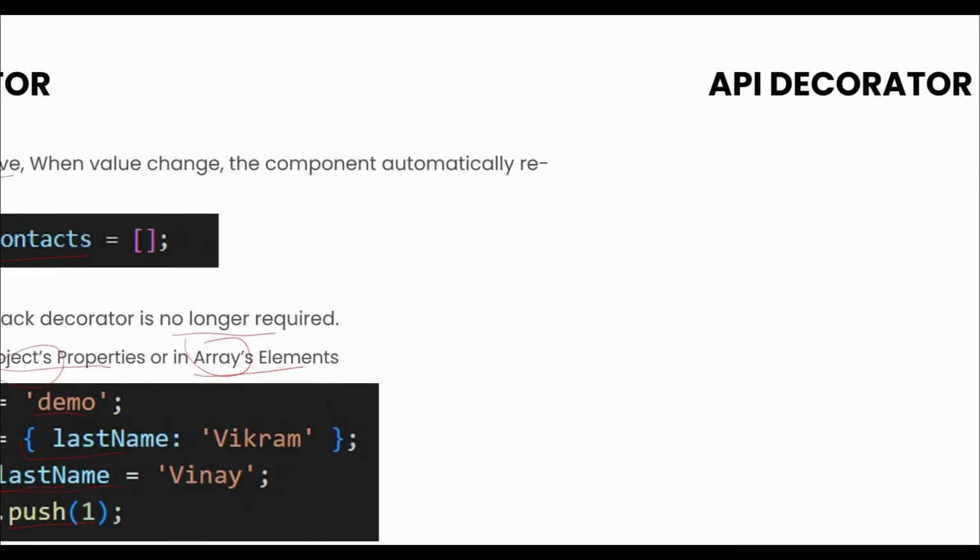Now let's move ahead and discuss the API decorator. So as discussed, the API decorator makes properties and methods public. I mean, whatever properties and methods we declare in a component, those are by default private. It means those can only be accessed in the current component bundle. I mean in the current component's JS or in the HTML file, right?